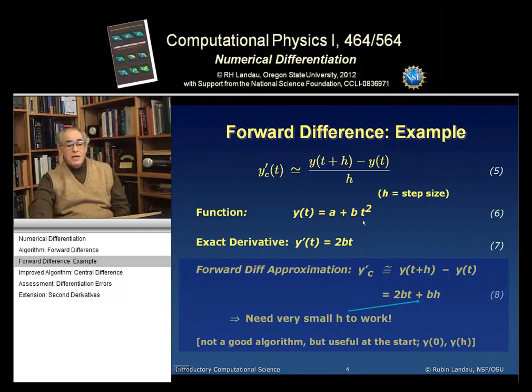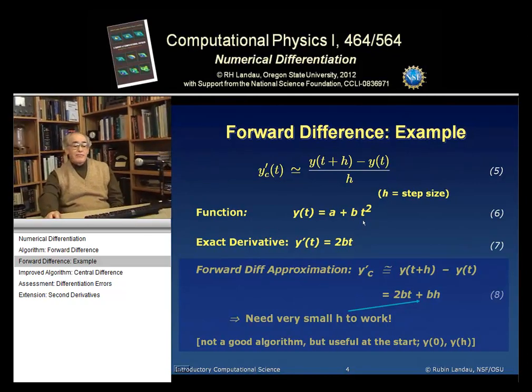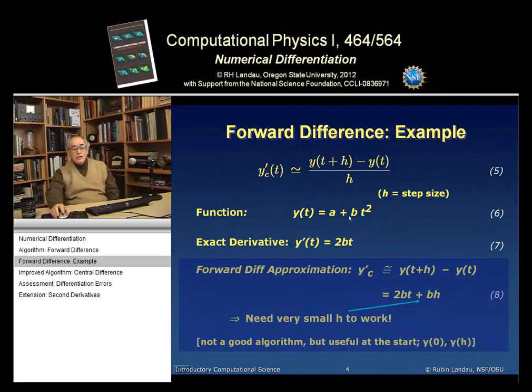So this would be, for example, the distance an object falls if you drop it from rest in a uniform gravitational field. If you take the analytic derivative, which is exact, of course, of equation 6, the derivative of a is 0, the derivative of bt squared is 2bt, we get 2bt. That's the exact answer. What do we get as an answer if we try to do this with our algorithm? Well, we see that in equation 8.